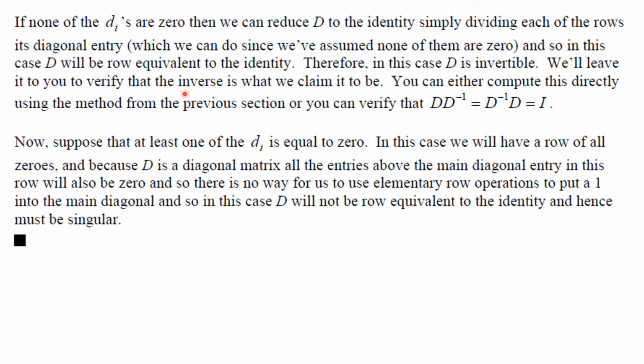We'll leave it to you to verify that the inverse is what it claims to be, but that's simply matrix multiplication, and you compute it and you will get this. Now, suppose that at least one of the d_i's is zero. In this case, we will have a row of all zeros. And because D is a diagonal matrix, all the entries above the main diagonal in this row will also be zero. And so there is no way for us to use elementary row operations to put a 1 into the main diagonal. And so in this case, D will not ever be row equivalent to the identity matrix and hence must be singular. Please think through this argument.